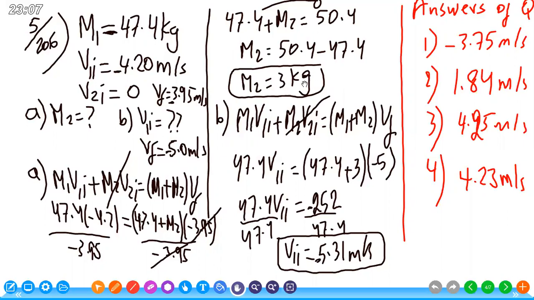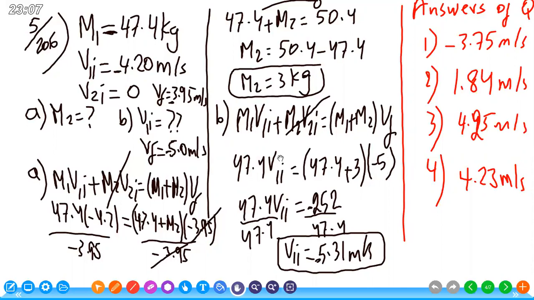Now we know the mass of the skateboard. So let's see, if the final velocity, instead of being minus 3.95, becomes minus 5, how will the V1 initial change? So again, the same equation: M1 V1 initial plus M2 V2 initial equals M1 plus M2 times V final, but now M2 is known. M1 plus M2, which is 3, times V final, which is minus 5.